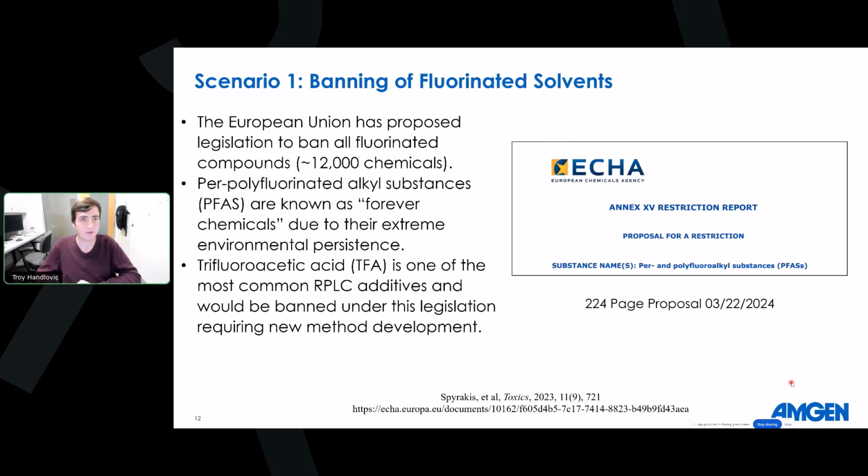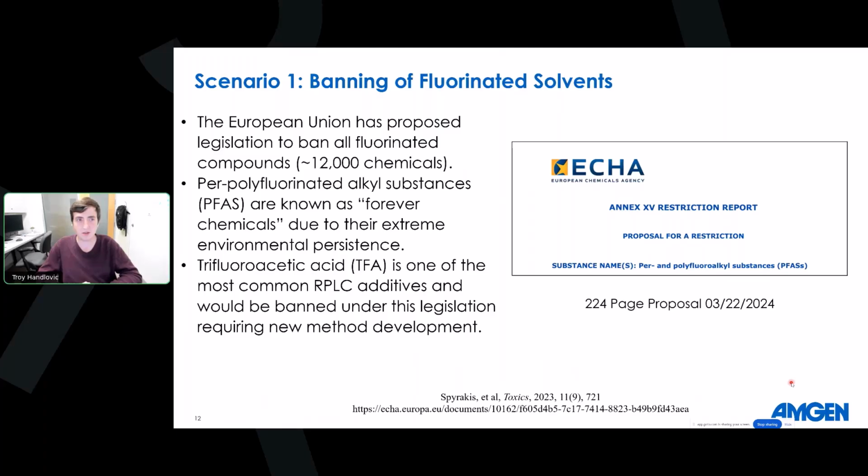So as I mentioned before, now we'll tie together the green analytical chemistry that I discussed with the in-silico modeling, using some scenarios that we thought were useful or came across in our time at Amgen. So the first scenario is the banning of fluorinated solvents. This actually just came up at lunch yesterday, and people are talking about it often.